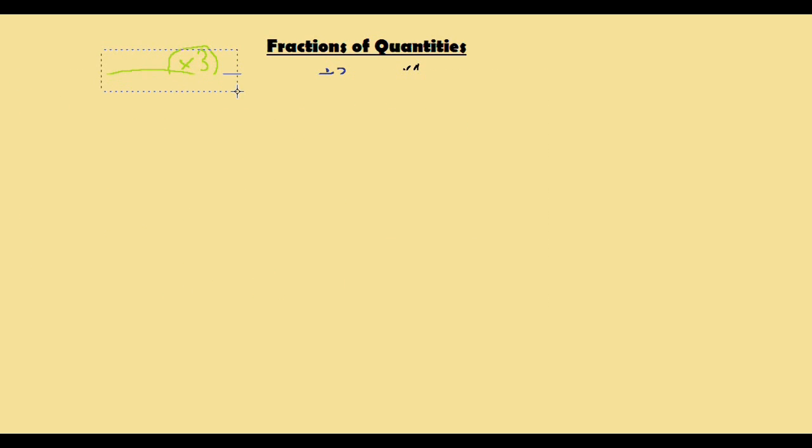So the next part of fractions of quantities, being able to do equivalent fractions, is a special type of equivalent fraction, and it's called simplifying. Simplifying fractions.